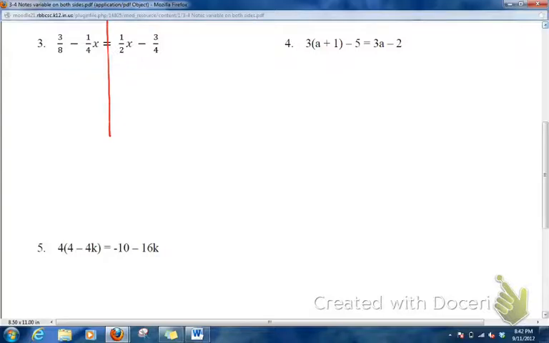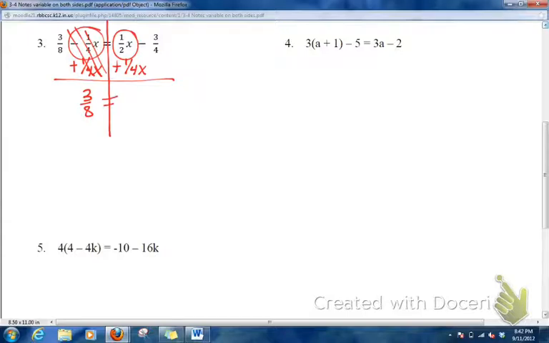So now I want to get my variables together. Again, I'm going to look at this and I'm going to say, I am going to add 1/4 x this time to both sides. Again, so that I will have positive x's. Over here on the left side, a negative 1/4 and a positive 1/4 becomes 0, leaving me with just 3/8 on the left side, equals.